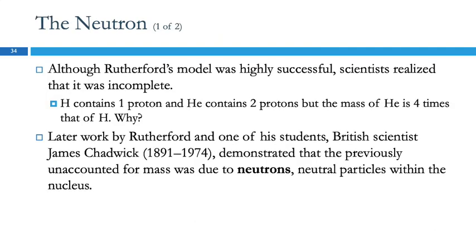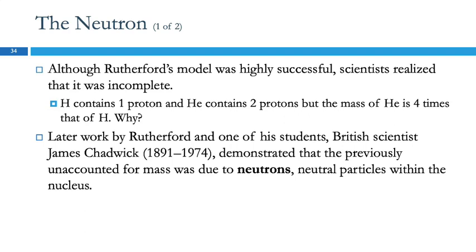So this was great, but there was a problem. So hydrogen has 1 proton, and helium has 2 protons. So if you've got 1 proton and 1 electron, or 2 protons and 2 electrons, you would expect that the mass of helium would be twice as big as hydrogen, right? Because it has twice as many particles. But it was 4 times as big. What's going on there? Well, we'll spare you the details.